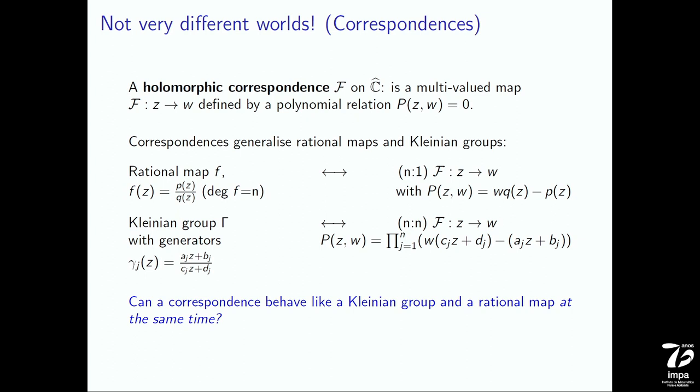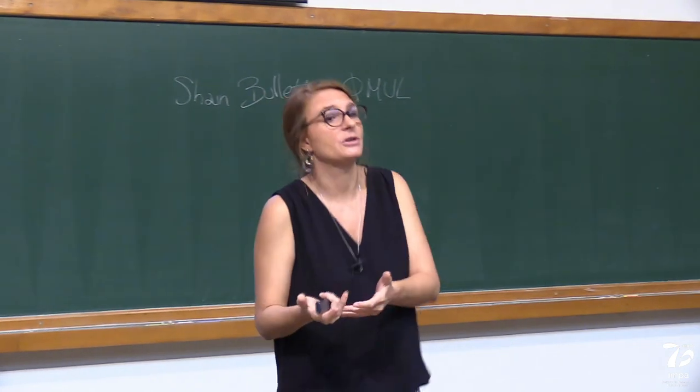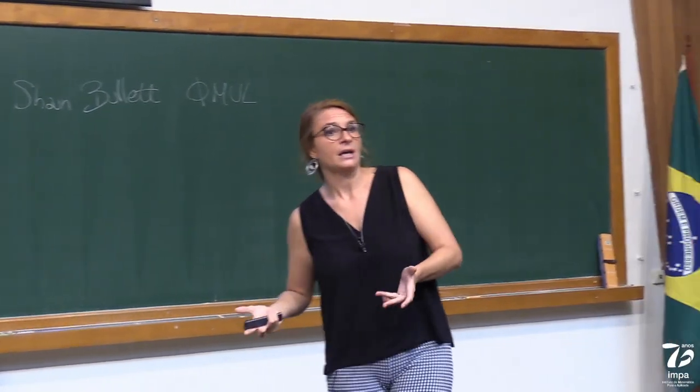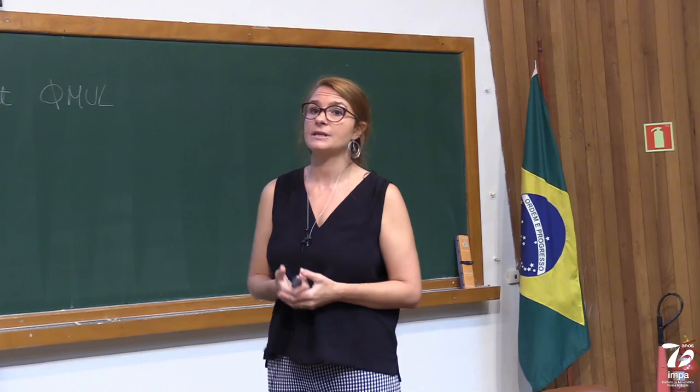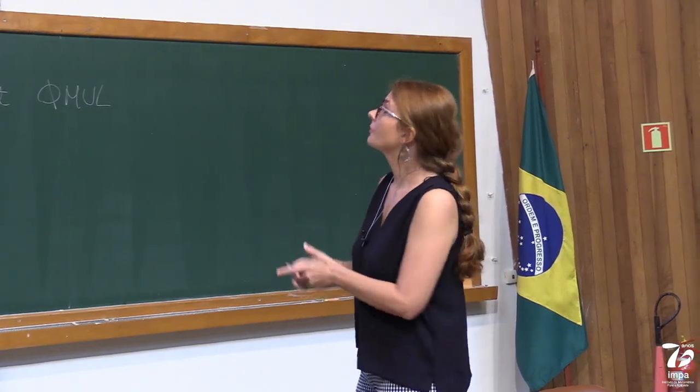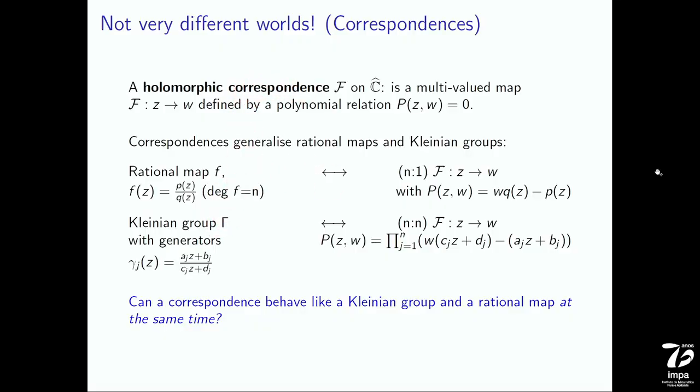If we want an object that can be both a map and a group, we need to get out of the world of maps and the world of groups, because a map is not a group and a group is not a map. So we need to leave these two worlds and enter the world of holomorphic correspondences, which is an object that can be both. What is a holomorphic correspondence? A holomorphic correspondence on the Riemann sphere is a multi-valued map defined by the zero set of a polynomial.